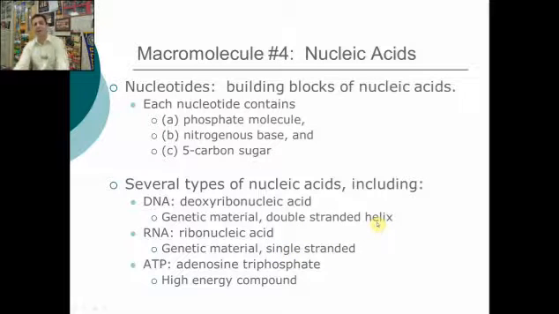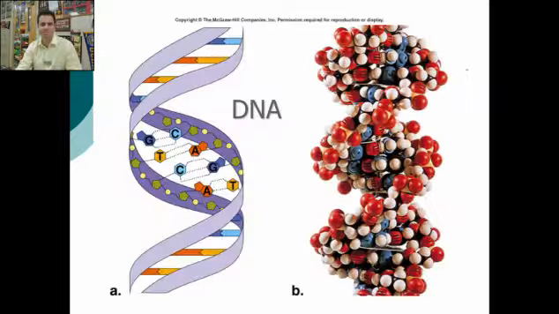And then lastly, we have ATP. Yes, ATP is a nucleic acid, and the main reason why we have to talk about it in this class is we'll talk a lot about ATP, adenosine triphosphate. The adenosine group is actually adenine, the A of DNA, and it's a high-energy molecule. Here's DNA. You can see the double-stranded helix that twists.